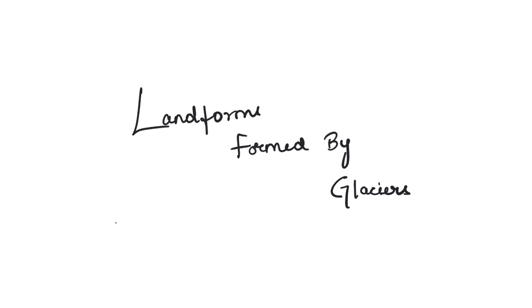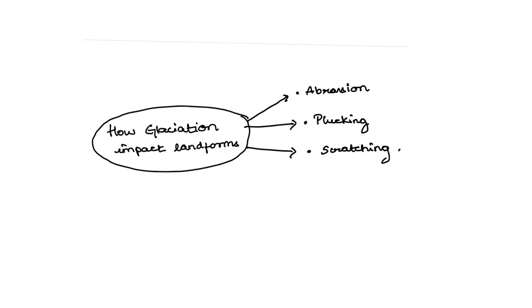So in today's class, we'll be discussing landforms formed by glaciers, and previously also we made a video upon landforms formed by rivers. So we'll start with that today's class. So first we discussed landforms formed by glaciers. We'll just quickly go through what is a glacier and how glaciers impact landforms. We'll see these two once.